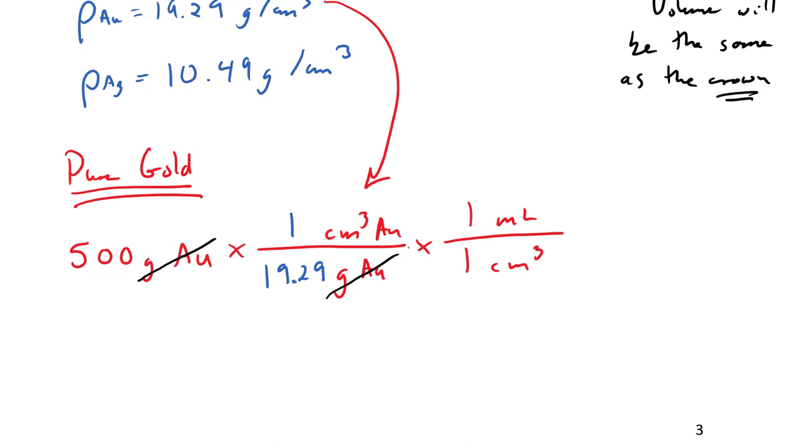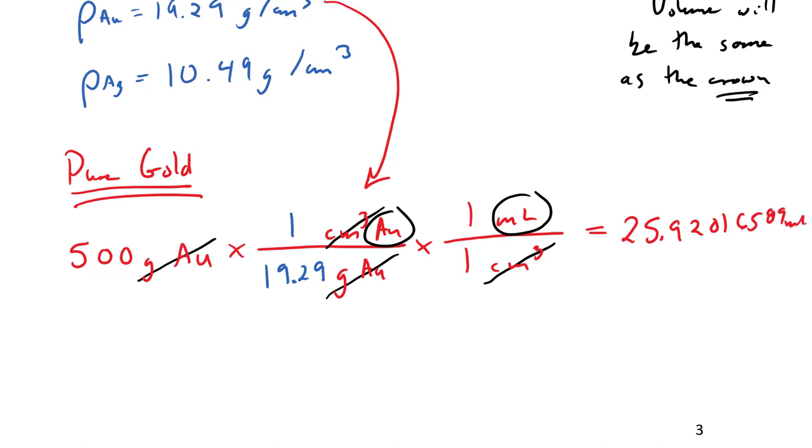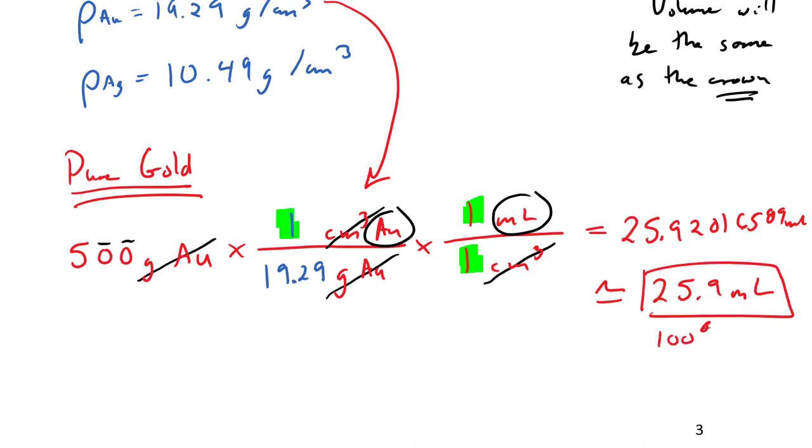Grams of AU cancels grams of AU. Centimeters cubed cancels centimeters cubed. We have milliliters of gold. Significant digits. Let's say that those are exact, so we'll round off to 3 significant digits. This rounds off to 25.9 milliliters. So if the crown was 100% gold, it should have a volume of 25.9 mils. If we place that into a beaker that was filled to the top, we should have 25.9 mils spill out into a second beaker. Now, what if it was a mixture of gold and silver?